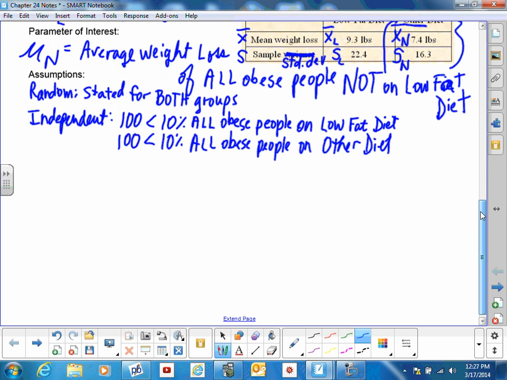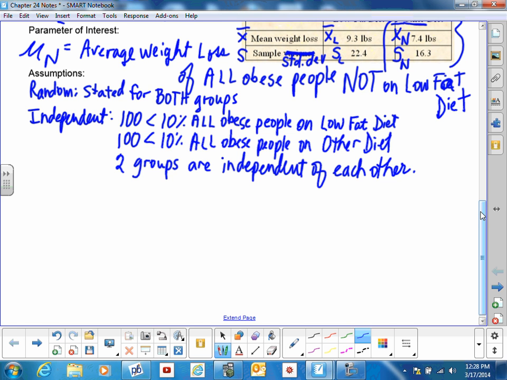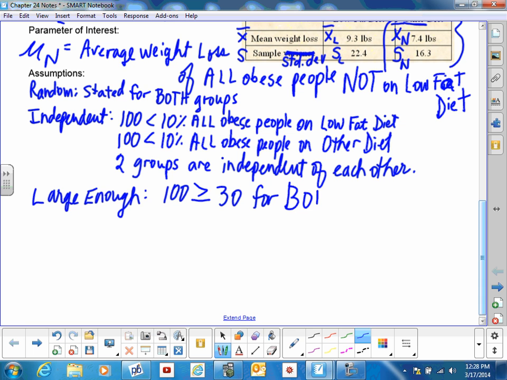All right. And because I have two items, what's also important to notate? Good. The two groups are independent of each other. Okay, so now we are to large enough. In this case, both samples are the same size, so I think we can pretty much say 100 is greater than our 30 for both groups, and we are covered. Otherwise, if they were different sample sizes, we would write two lines and show that both samples are greater than 30.